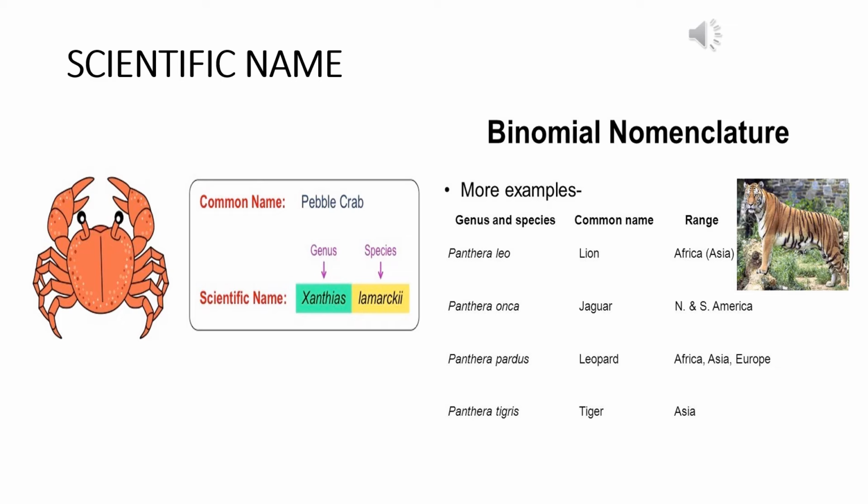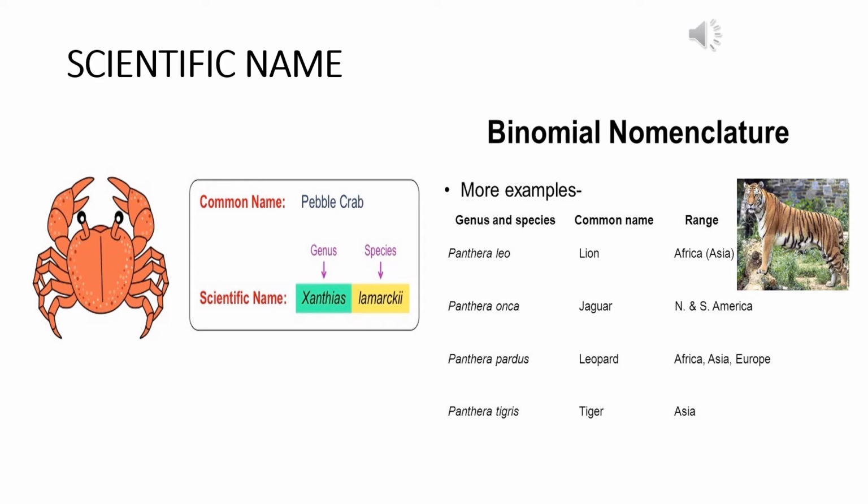The Xanthias is the genus name and the lamarcki is the species name. Similarly, if we look at more examples, Panthera leo. Panthera leo is the scientific name of lion. Panthera is the genus name, leo is the species name. In case of jaguar, the scientific name is Panthera onca, and Panthera is the genus name and onca is the species name.